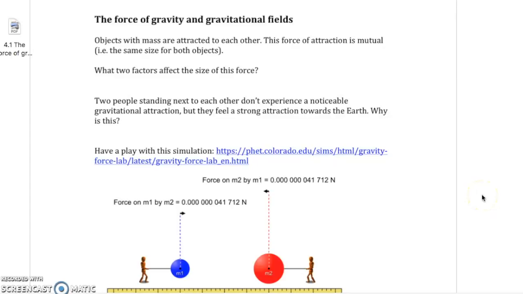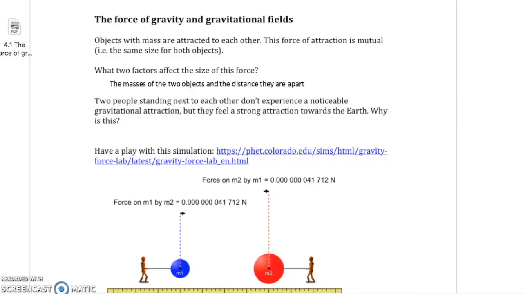Objects which have mass are attracted to each other. This force of attraction is dependent on the masses of the two objects and the distance they are apart. If two people are standing next to each other, there will be a force of attraction between them, but this will be so small as to be unnoticeable.